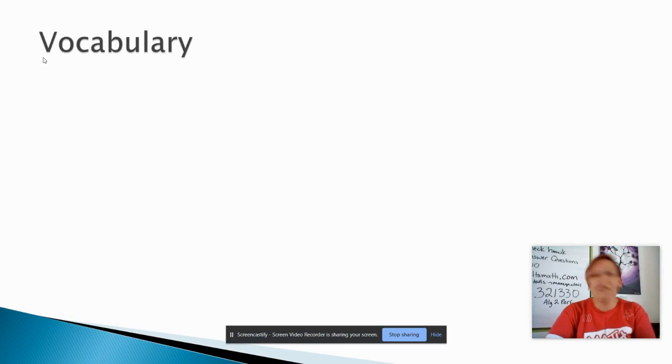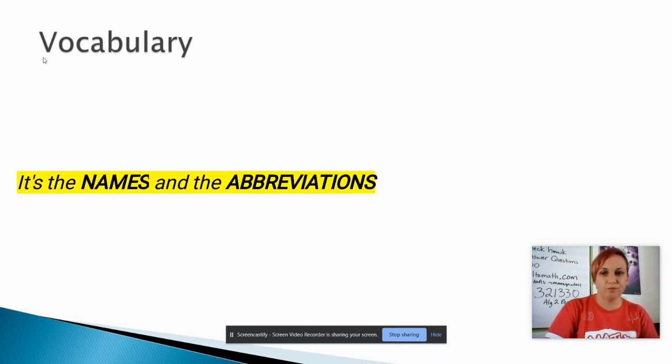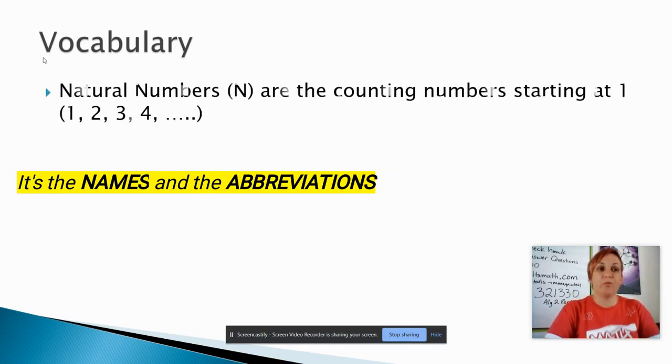On this first slide, it's very heavy on vocabulary. It's a lot of writing. So what I'm going to do is talk through it, and then at the very end, if you want to write everything down, you should pause. But if you don't want to write everything down, I'm going to tell you the most important things that you should write down. So right now, we're going to go through the different categories of numbers, starting with natural numbers.